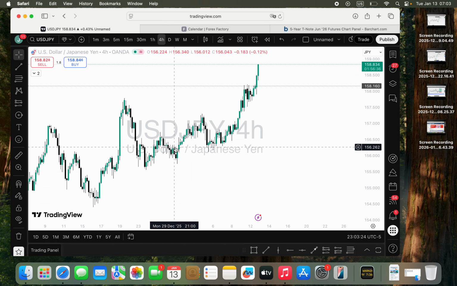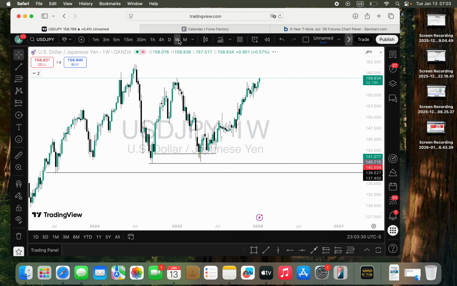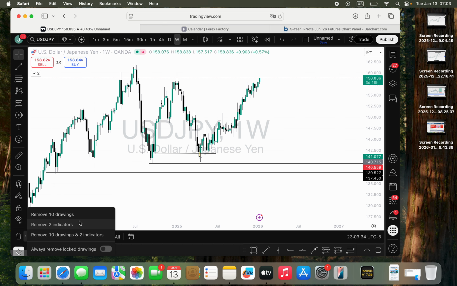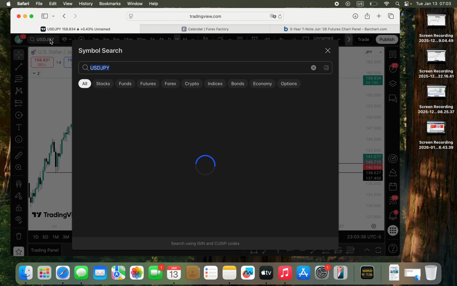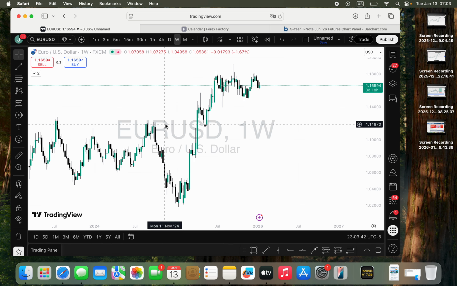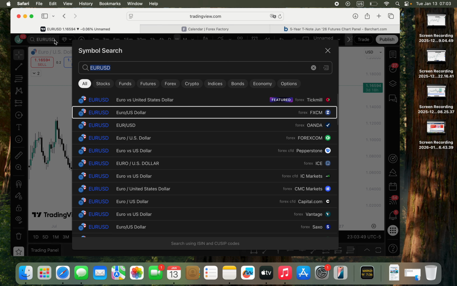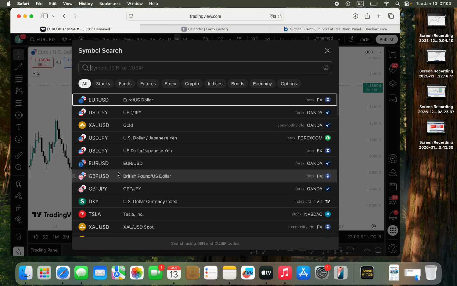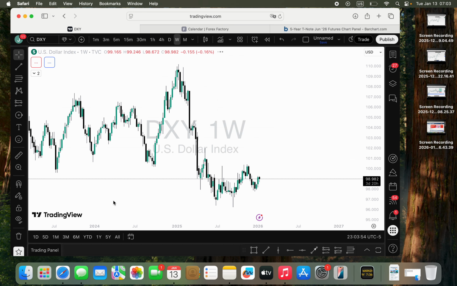So this is all about what I look for in the market before entering. After you enter here, start with the weekly chart. Let me just delete everything. This is not my favorite pair. I'm waiting on the Euro USD, my favorite pair. As you can see, we don't start with the Euro USD. We just start with the corresponding one, the dollar index.